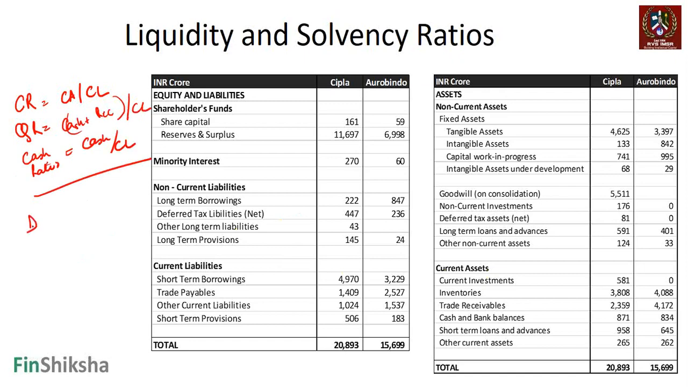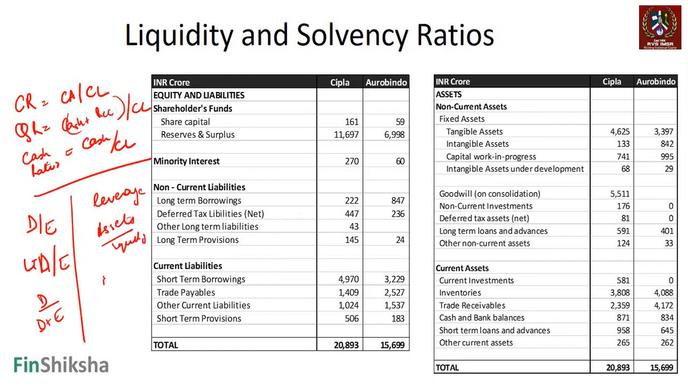Then we will look at debt by equity. We will look at long-term debt by equity. We will look at debt by debt plus equity. And we will look at the leverage, which is assets by equity. And we will look at debt by total assets or total liabilities, correct?